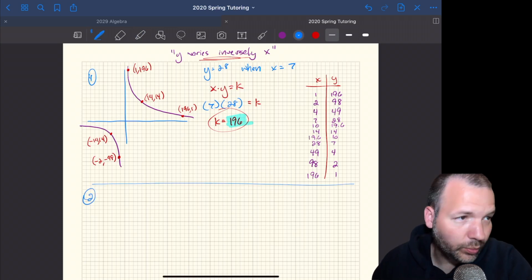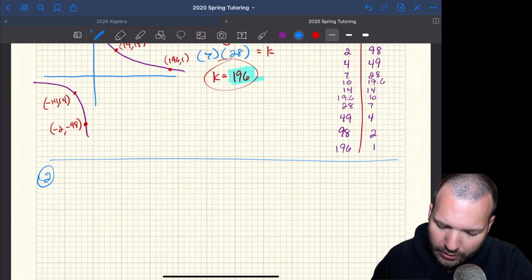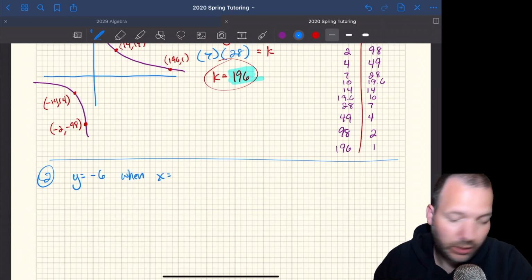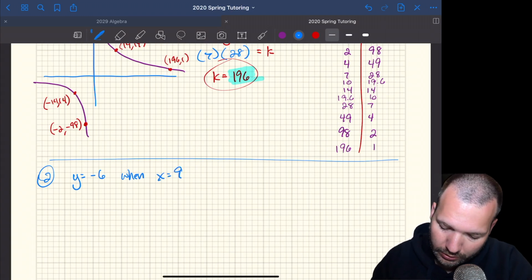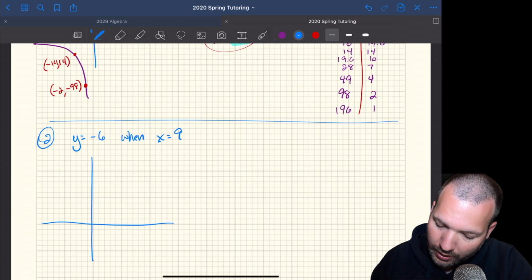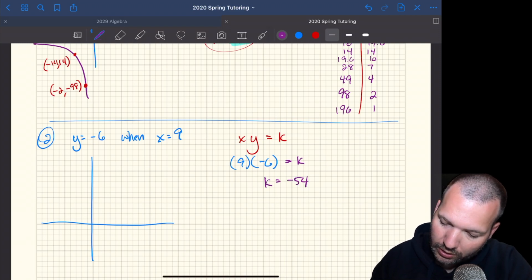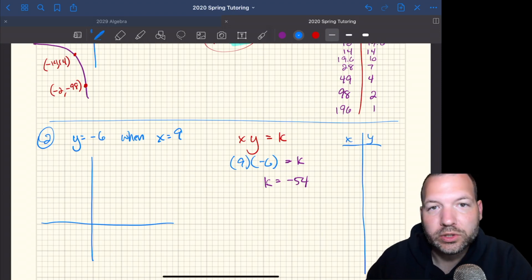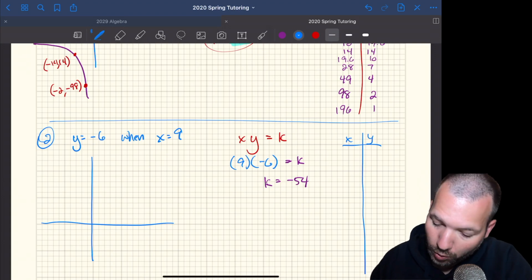Jumping ahead, let's look at number 2. Y equals negative 6 when x equals 9. So, of course, we're going to need a graph again. And this time, if we write down our x times y equals k, it would be 9 times negative 6 equals k. K must be negative 54. So we're now looking for ordered pairs in which the coordinates have a product of negative 54.